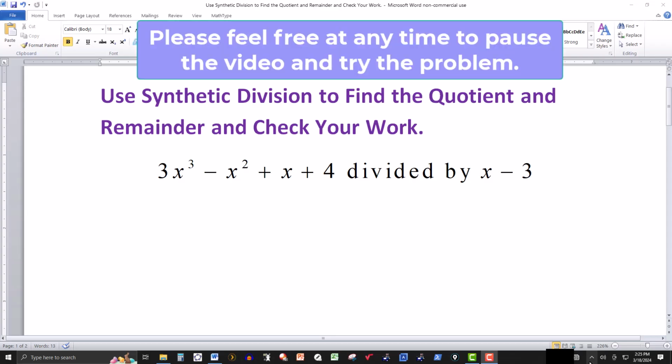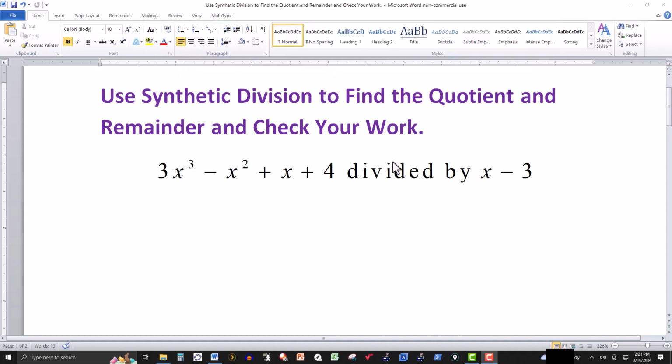In this video, we want to use synthetic division to find the quotient and remainder for this indicated division here. So we have 3x cubed minus x squared plus x plus 4 is divided by x minus 3. And we also want to check the work on this problem. You can also use the long division here.